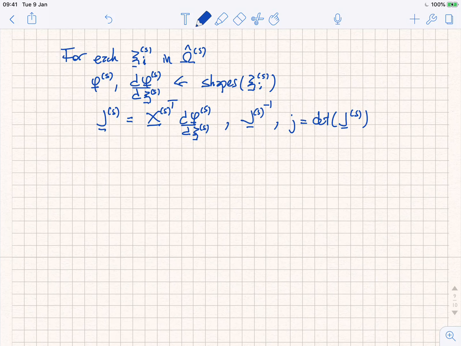So now what? What do we do? Now that we have the shape functions associated to that Gauss point in the integration elements, what do we do?